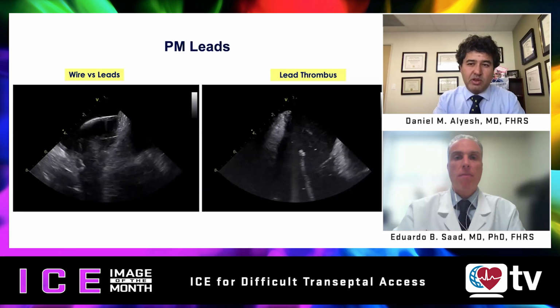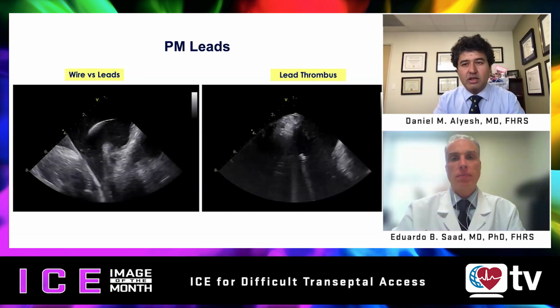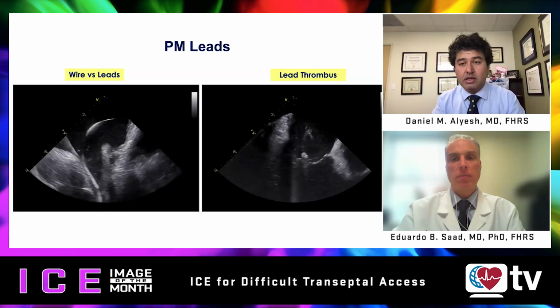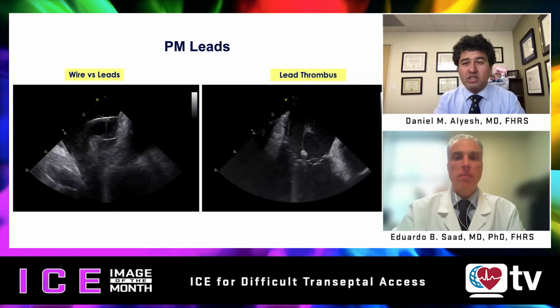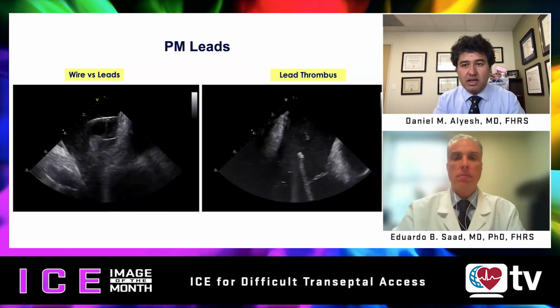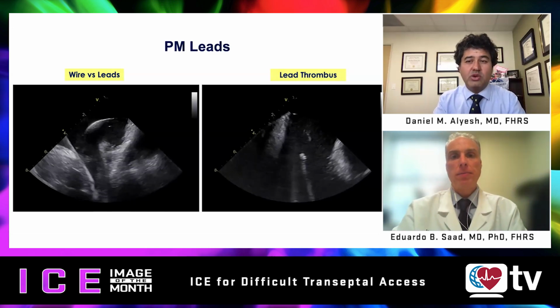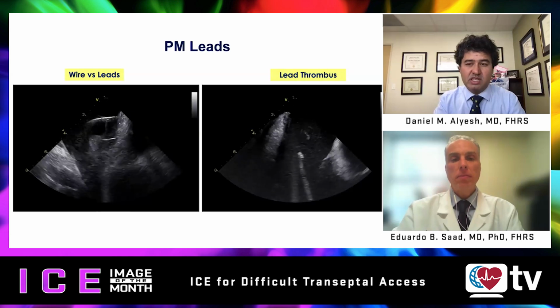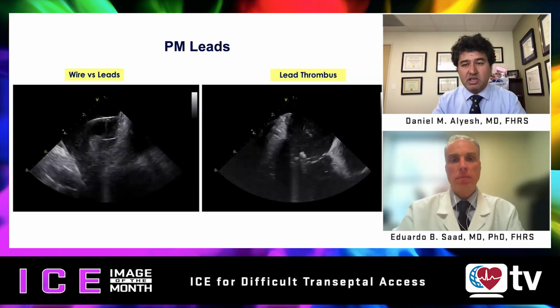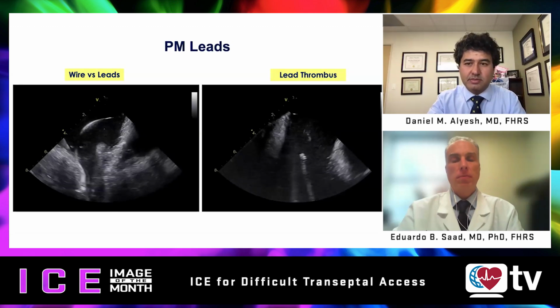I completely agree with you regarding fibrinous stranding or thrombus on the leads. As you're manipulating anything within the chamber, especially if you're going to push it left-sided, you need to understand where these thrombi are and how you can avoid them. So these are perfect examples of CIED troubleshooting with ICE, especially in the context of the transseptal puncture.